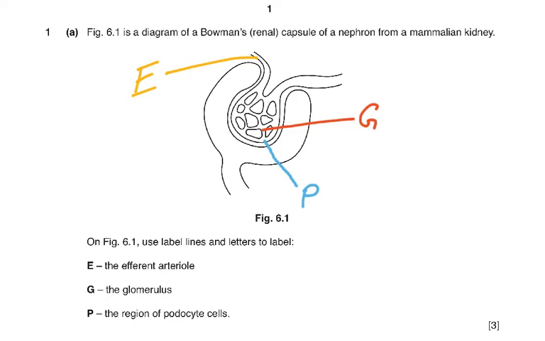Now let's look at this question. Question number 1. Figure 6.1 is a diagram of a Bowman's capsule of a nephron from a mammalian kidney. On figure 6.1, use label lines and letters to label E, the efferent, G, the glomerulus, and P, the region of the podocyte. Now let's look at a diagram.